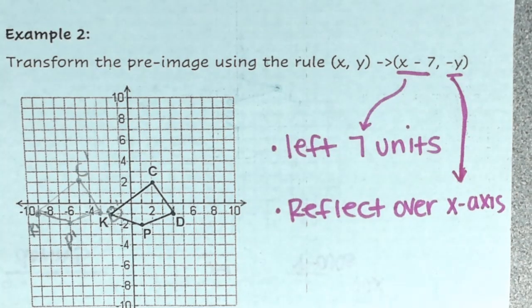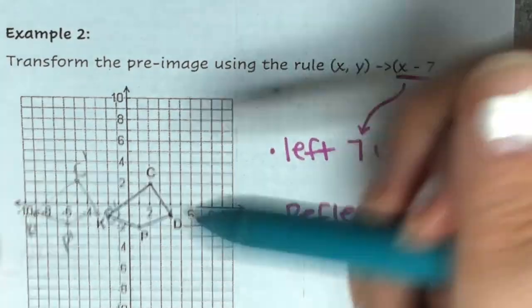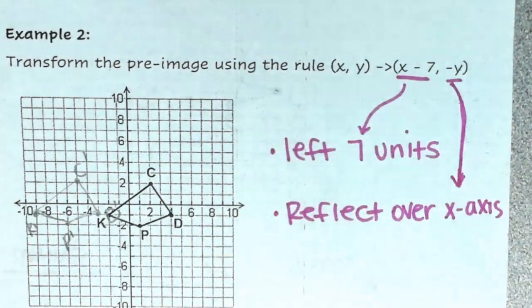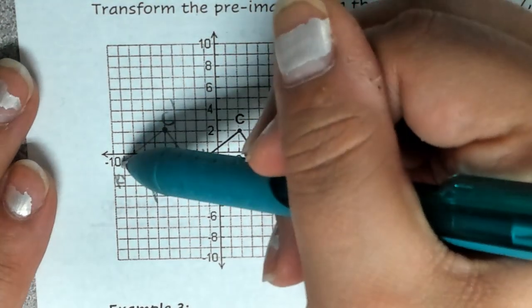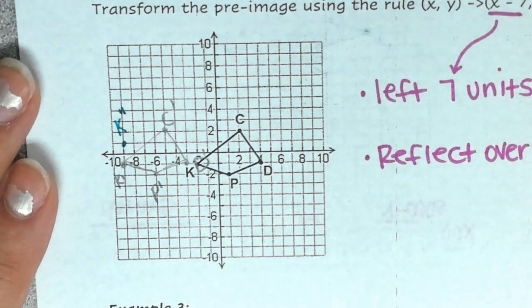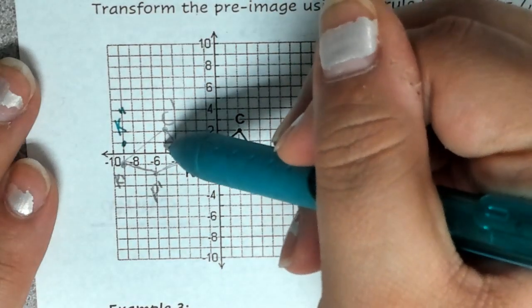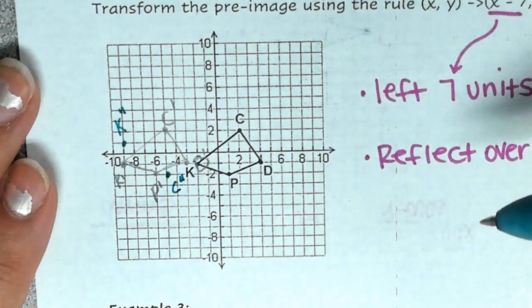All right, I just went left 7. Now what do I need to do? How do I reflect over the x-axis when it's literally on top of the x-axis? The same thing. You count and you count. I am going to count whatever direction, and then I'm going to keep going for that. So look up. For K, I'm going to go up 1, then I'm going to go up 1 again. There's my K double prime. What about C? To get to the x-axis, I'm going to go down 2. So what am I going to do? Go down 2 again. There's C double prime.